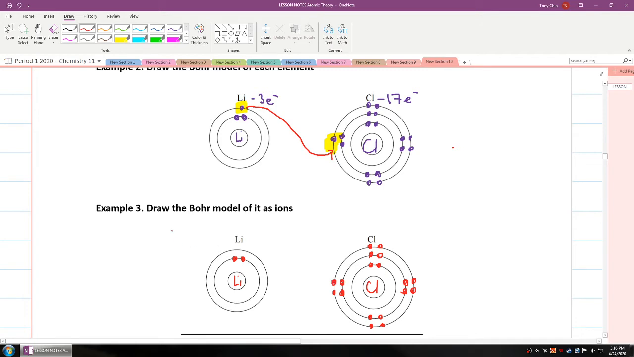But what do we have to do next? Well, in this case, because they're no longer balanced, they're now charged, we've got to put brackets around them and show that they are charged. Lithium has a +1 charge. We put it outside with a bracket. And chlorine has a -1 charge because it gained an electron. Notice how the charges, if you add them up, will still be 0 because it's still neutral.